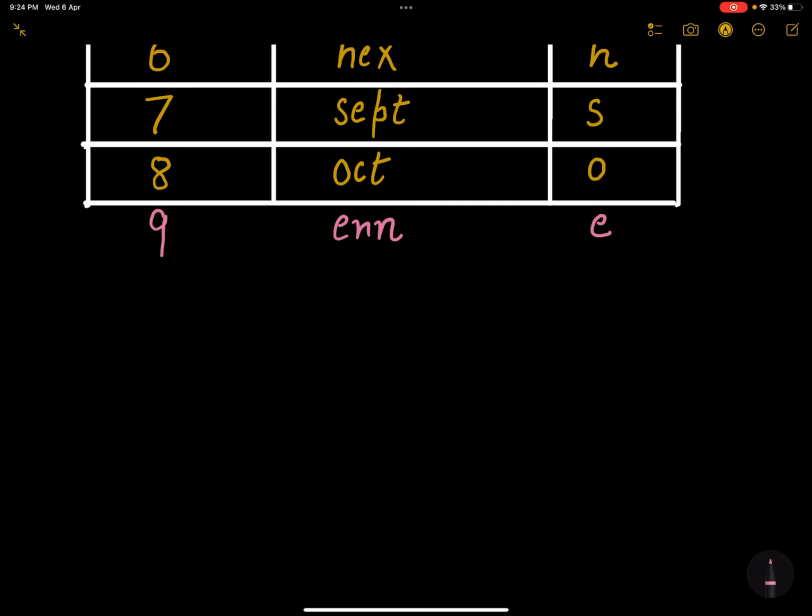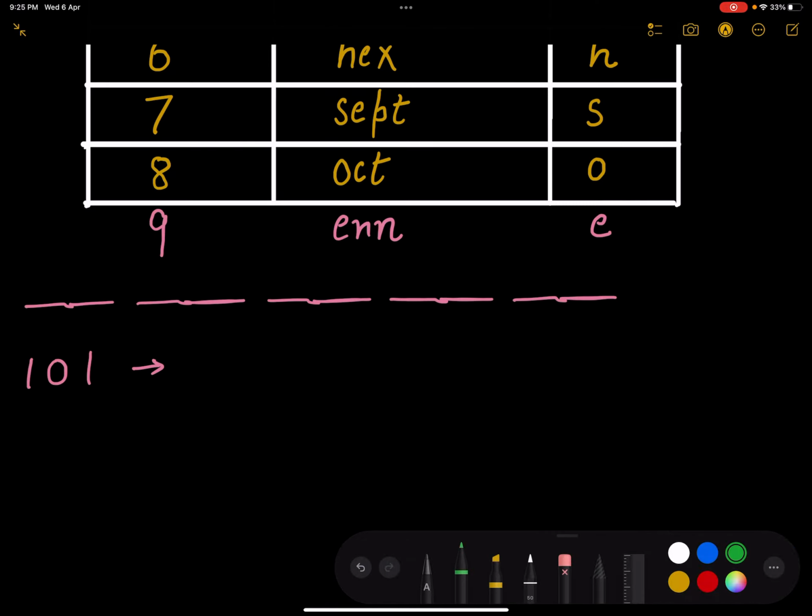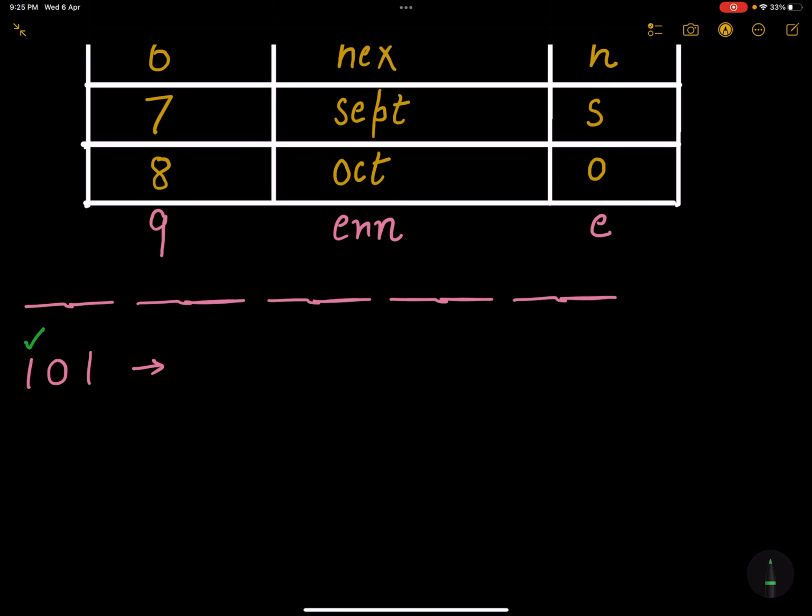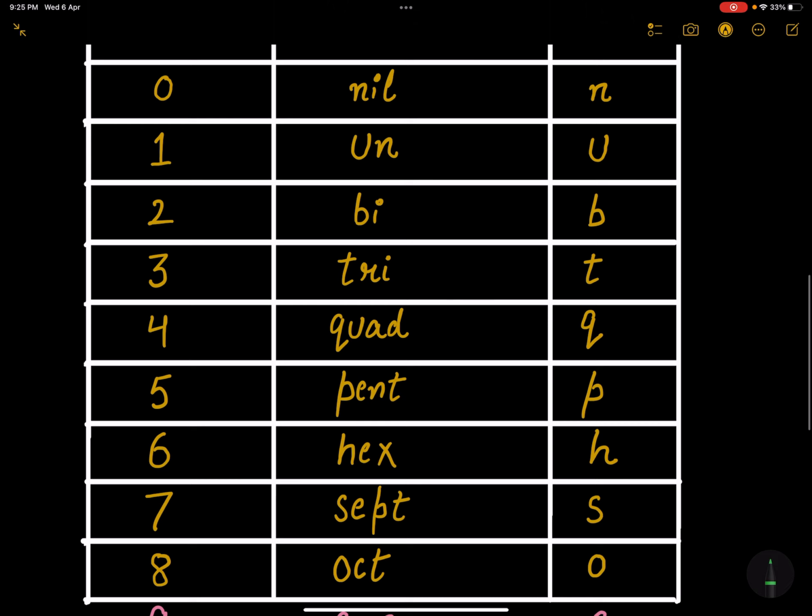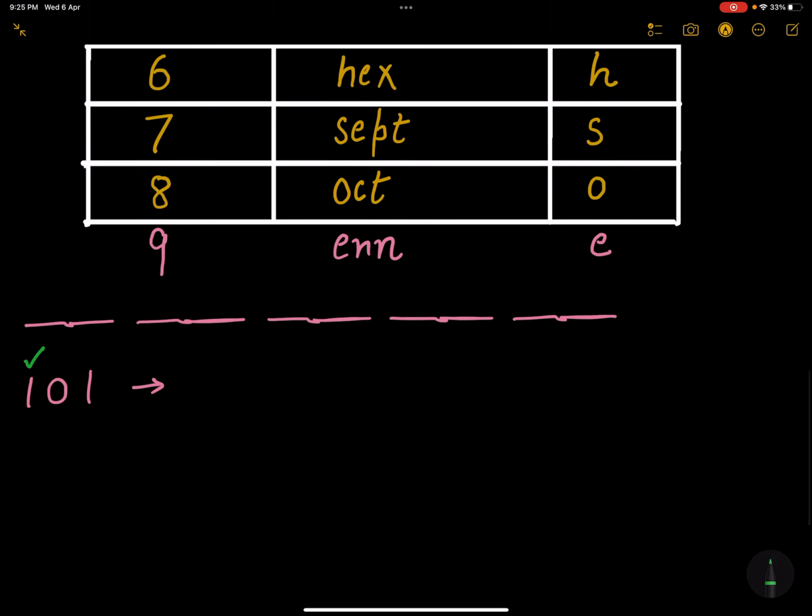For example, we have to name atomic number 101. Now here the first digit is 1. For 1 the numerical root is un. So I'm writing un.